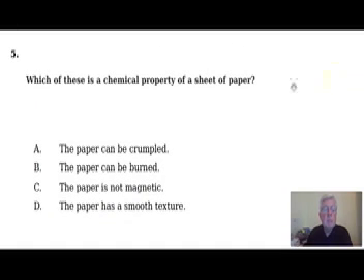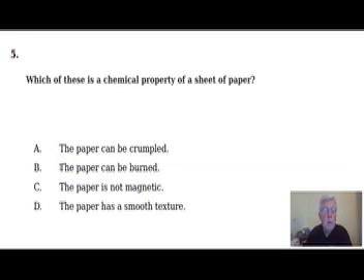Number 5. Which of these is a chemical property of a sheet of paper? I'm trying to remember all my different chemical properties. How does it react with other things? The paper can be crumpled. Nah, because when I uncrumple it, I get a piece of paper back. So that's nice, but still a piece of paper.